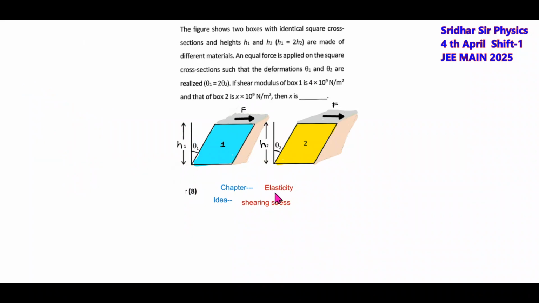Okay, this is the last question. It is based on the elasticity, shearing stress and rigidity modulus concept. I'll apply a force. Let the area of cross section and also the deformations be identical. Area of cross section of this is A, and area of cross section of this is also A.